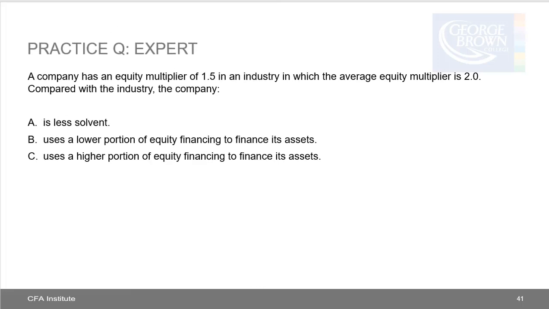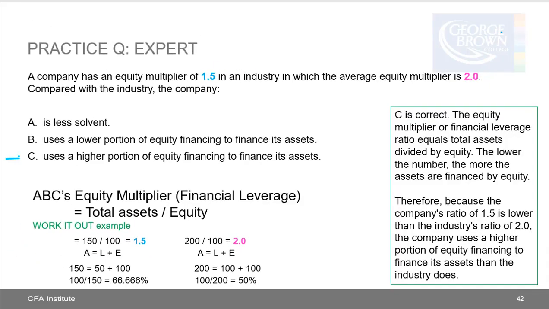So a quick practice question from the learning ecosystem, and again, this one's at the expert level. A company has an equity multiplier of 1.5 in an industry which has the average equity multiplier is 2.0. Compared with the industry, the company A is less solvent, B uses a lower portion of equity financing to finance its assets, or C uses a higher portion of equity financing to finance its assets. Okay, the correct answer is C.